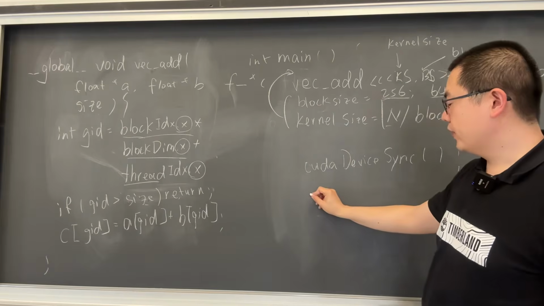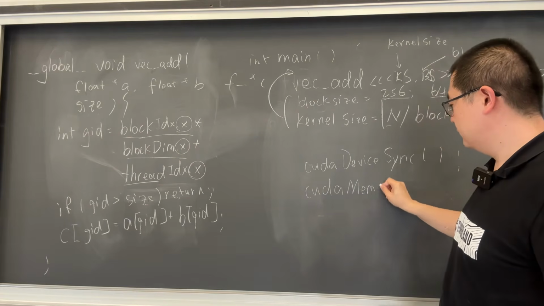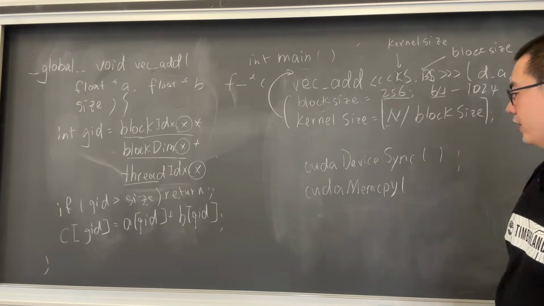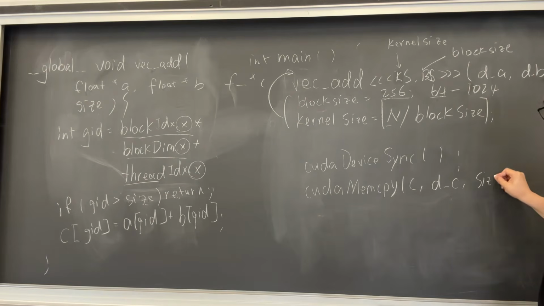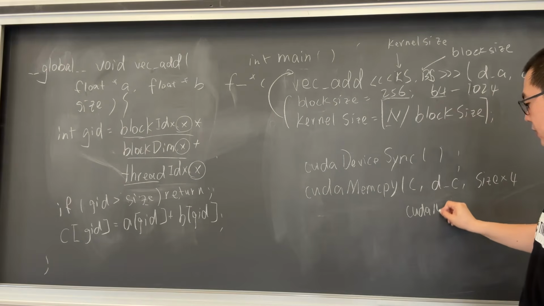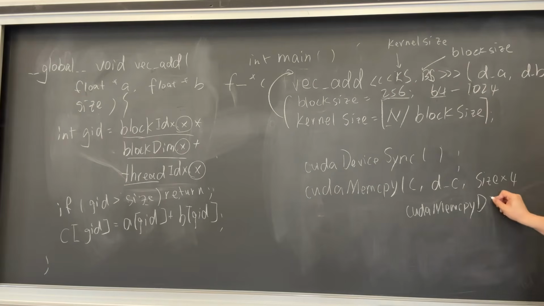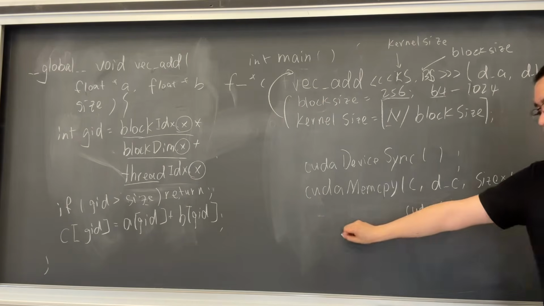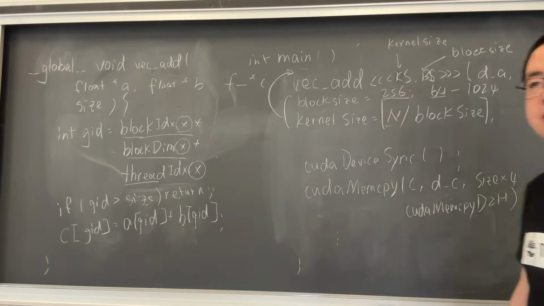Then at the end, we can do cudaMemcpy. Now we copy into C from dC, with a size multiplied by 4 and the direction of cudaMemcpy. And this time it is device to host. Okay, so now we copy the result back, and for the rest of the program, you can just use it however you want. Okay, that's how a GPU program is written.